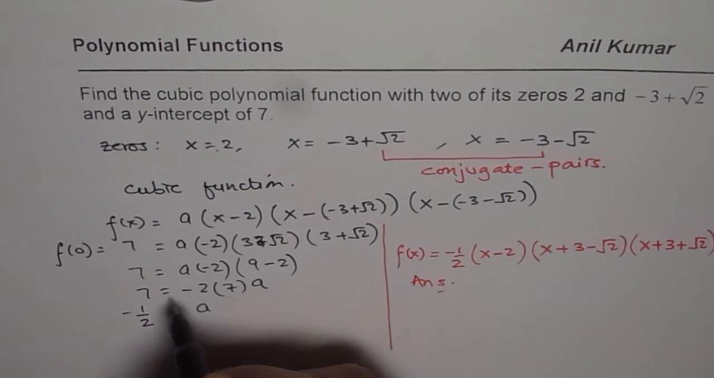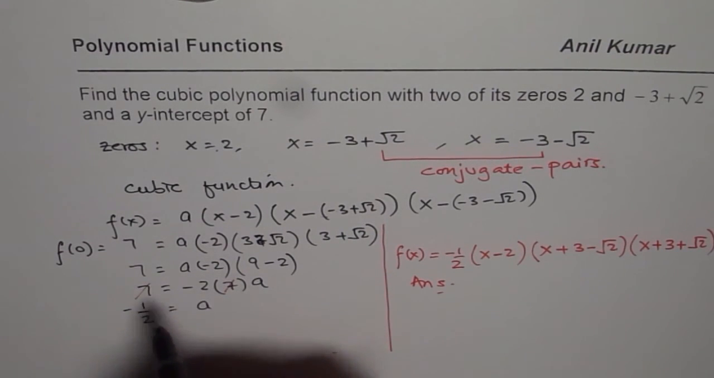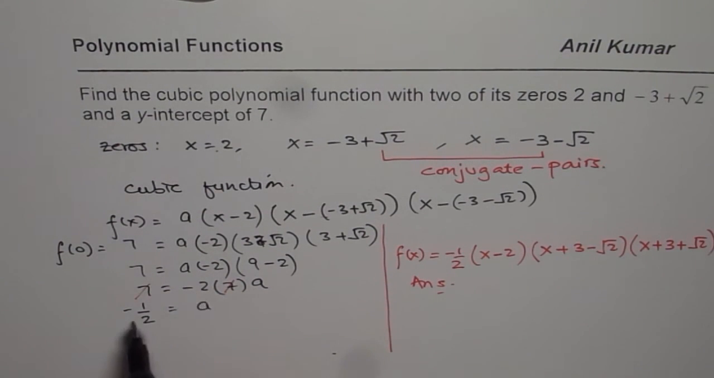In this case, when you divide it, 7 and 7 cancel out. 1 divided by minus 2 is minus half, and you get a, right? So I hope you understand and appreciate how we got this answer. Thank you.